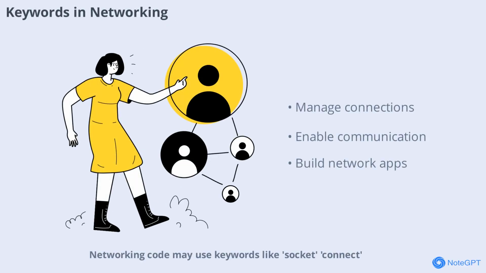Networking code may use keywords like socket, connect, and listen to manage communication between computers. These keywords are essential for building applications that interact over the internet or local networks.